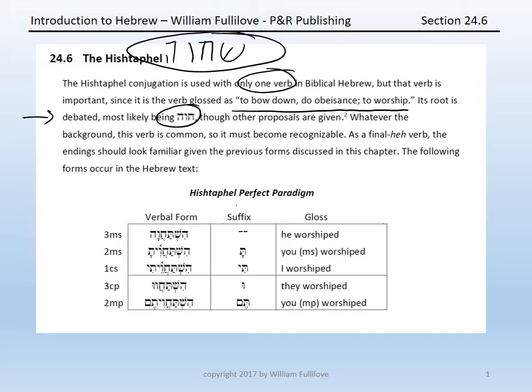The hishtafel perfect has 5 extant forms. The third masculine singular is hishtahava. The second masculine singular is hishtahavita. The first common singular is hishtahaveti. The third common plural, hishtahavu. And the second masculine plural, hishtahavitem.